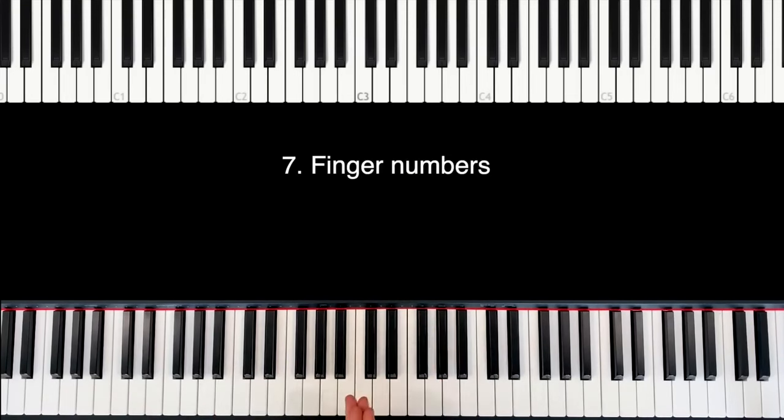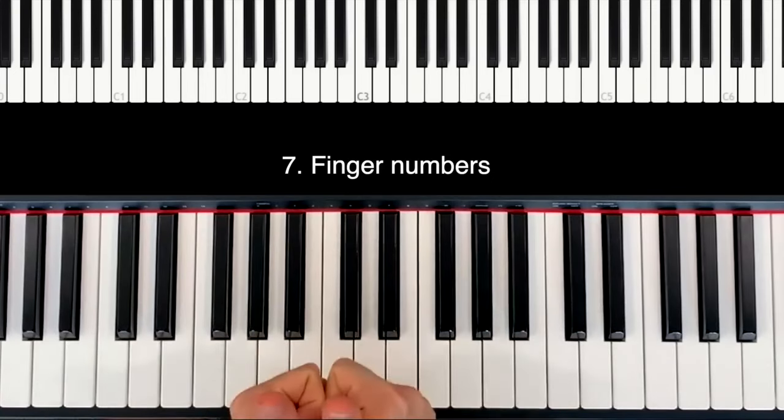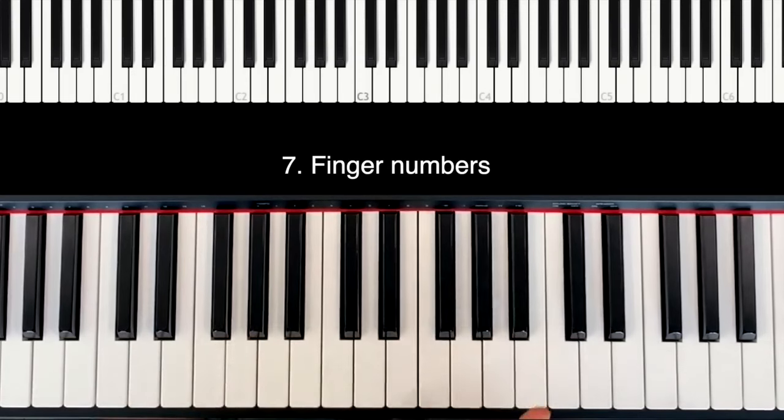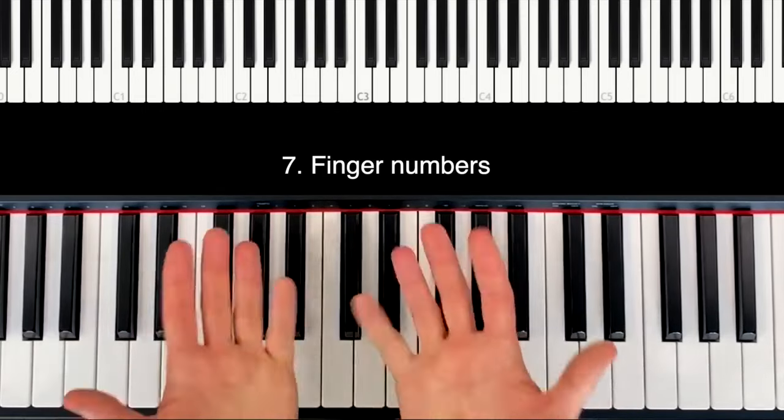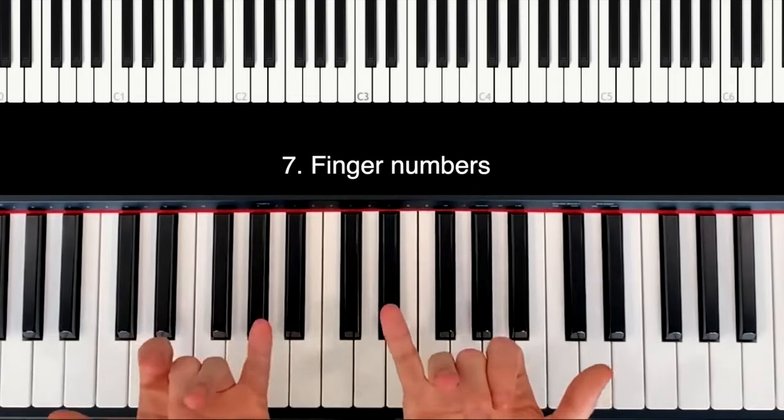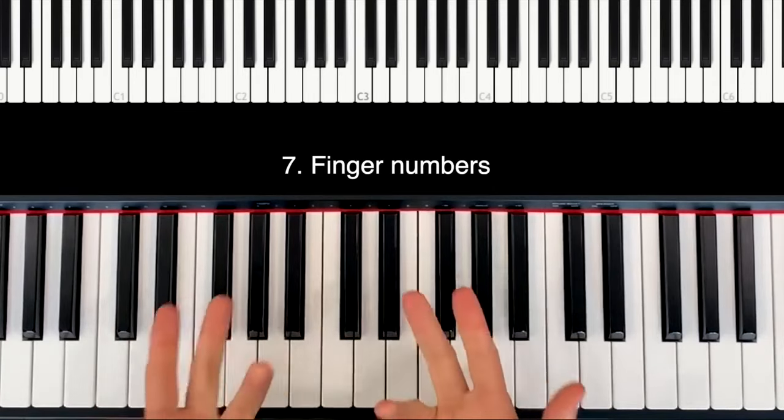This is very easy as well, because we give each finger a number, and we start with the number 1, and these are our thumbs. No matter if it's on your right hand or the left hand, the thumb has number 1, then we count 2, 3, 4, and pinky is 5. Okay, 1, 2, 3, 4, 5.